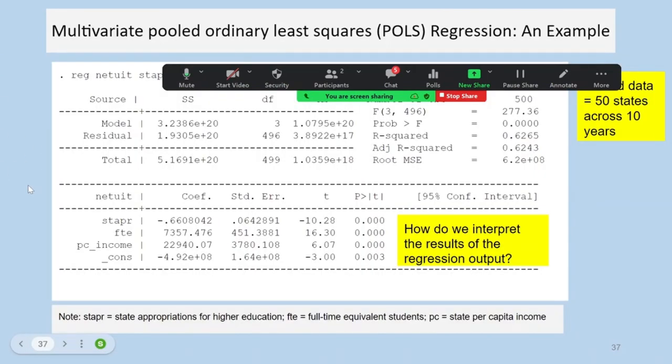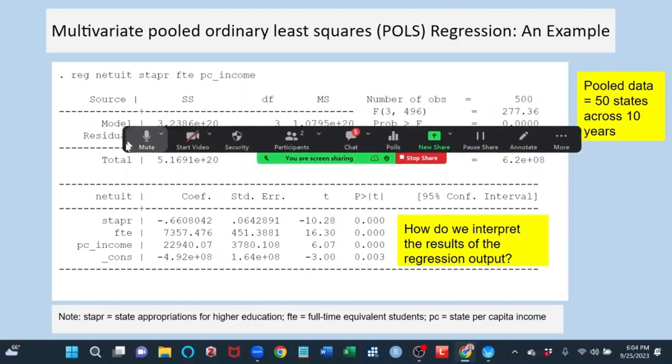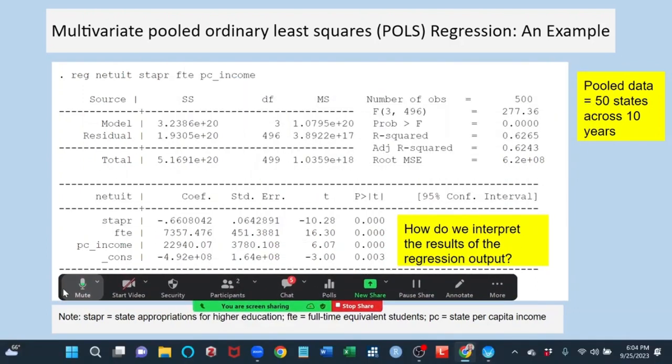So this is the result that you should get, right? So what we did here, we actually ran a multivariate pooled ordinary least square regression. Why do we call it pooled? Because we're pooling 50 states across 10 years. Okay? So that's a panel data set. 50 states across 10 years.